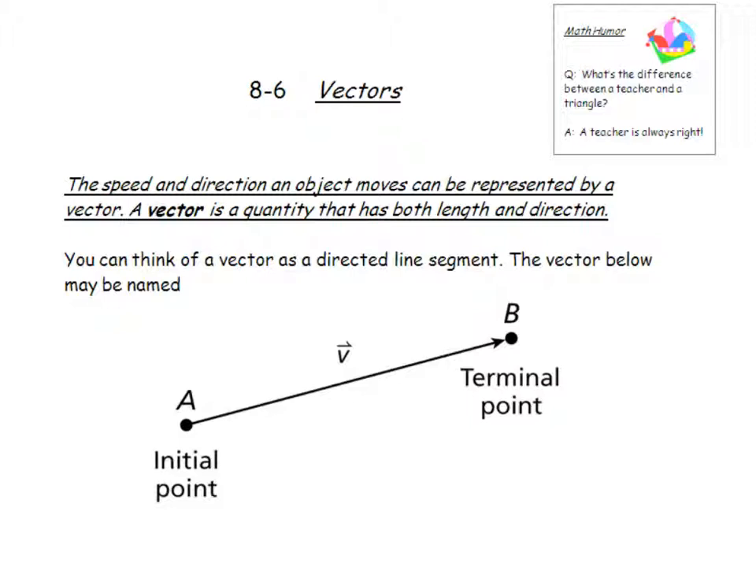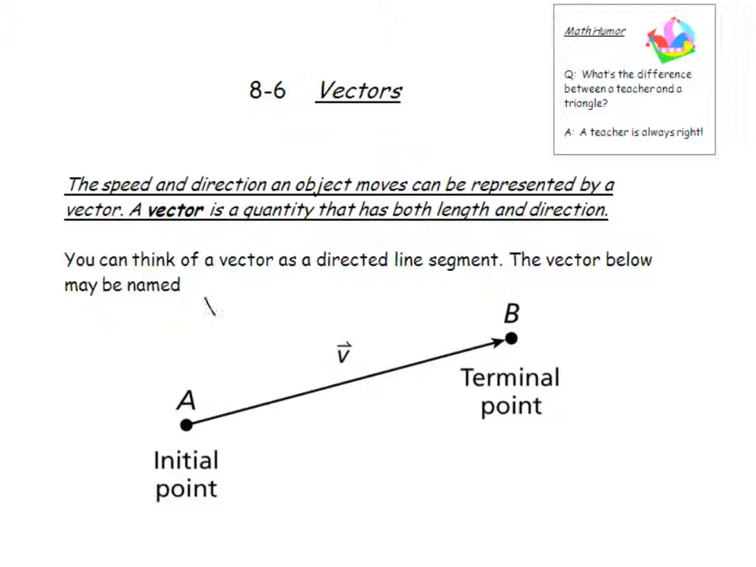All right, so vectors. The speed and direction of an object can be represented by a vector. Okay, so the vector is simply a quantity that has length and direction, magnitude and direction. Length is considered the magnitude. Okay, but you can think of a vector as a directed line segment. The vector below may be named vector v. Okay, so you could name it with simply the vector if they give it to you.